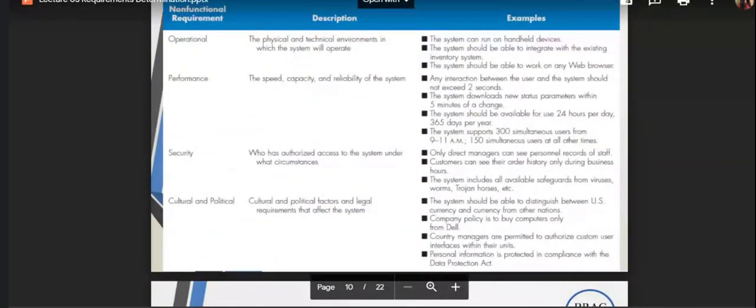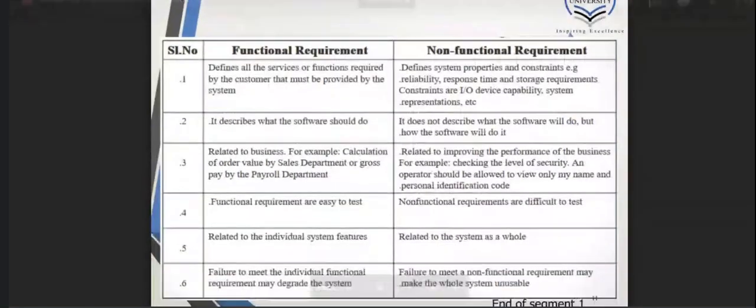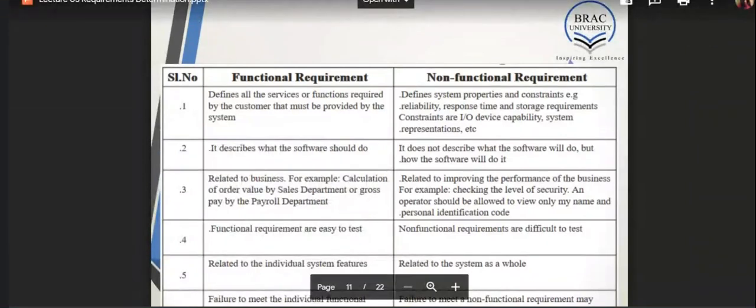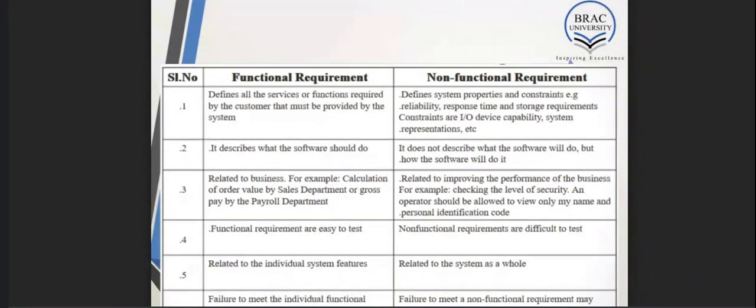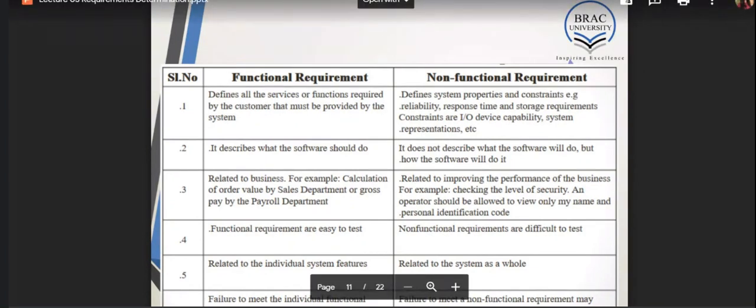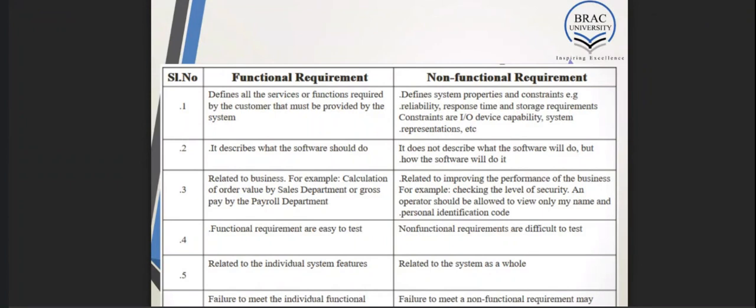All right, so the same things are written here in a tabular form. Then you can take a look at the differences between functional and non-functional requirements. Long story short, a functional requirement tells you what the system should do, and a non-functional requirement tells you how the system will do it, more of how it will perform and that aspect of it.